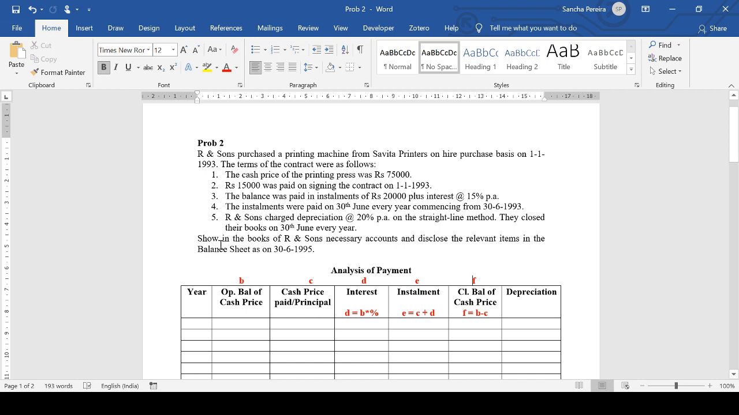Show in the books of R and Sons. Who's R and Sons now? R and Sons purchased a printing press, so R and Sons becomes the hire purchaser. So we have to show the necessary accounts in the books of the hire purchaser. That means they have not asked for journal entries, only ledger accounts. So we are going to do the analysis of payment and directly move to the ledger account, and disclose the relevant items in the balance sheet as on 30th June 1995. Only for 30th June 1995, we need to show an abstract of the balance sheet. We will do that towards the end of the problem.